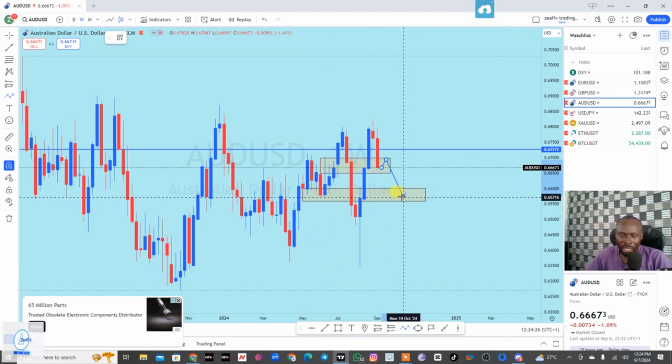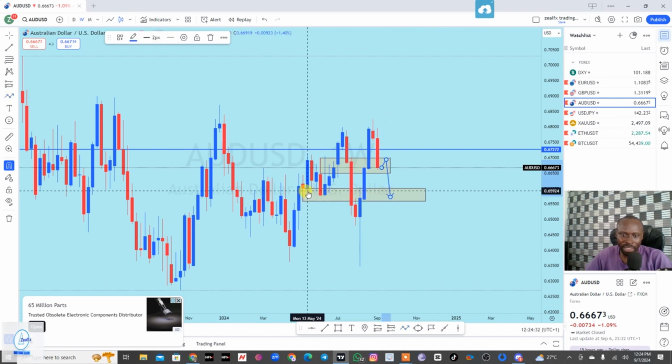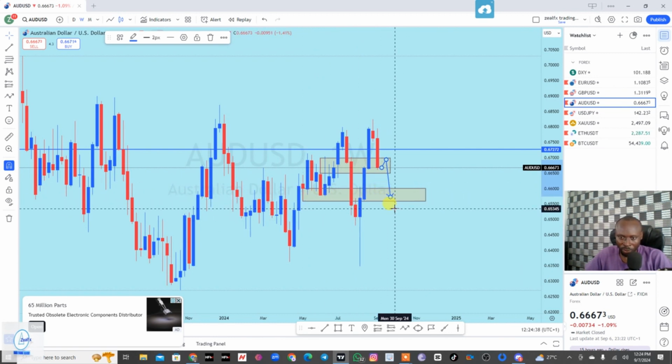So Australia USD is a downtrend for us this week, and we expect price to come to this weekly support level, because this level is a key level on this weekly chart. So if price breaks this level, we expect price will continue to move down. Then if price breaks, we expect a major uptrend movement for the Australia USD.